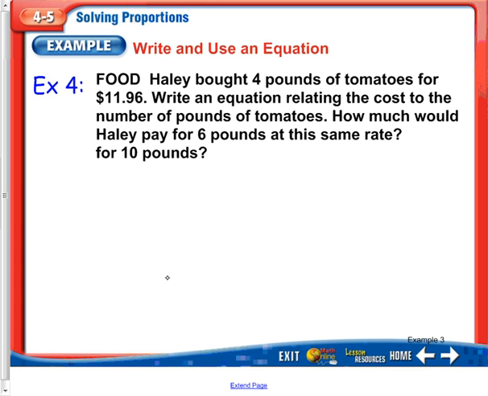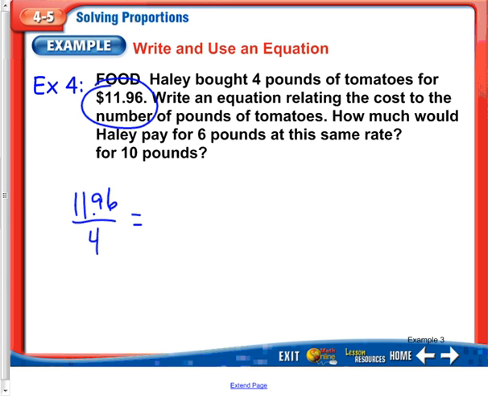For example 4, Haley bought 4 pounds of tomatoes for $11.96. Write an equation relating the cost to the number of pounds of tomatoes. How much would Haley pay for 6 pounds at the same rate? And then for 10 pounds. So it says write an equation, but we can write a proportion. We do have money, so let's put money on the top. So we're going to have $11.96 over 4 pounds.